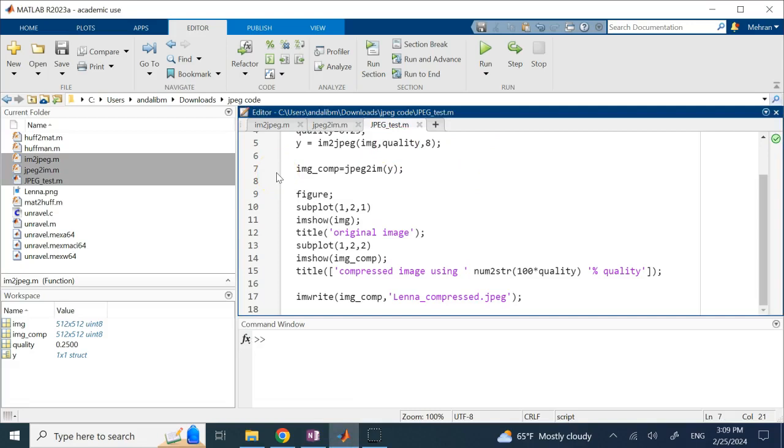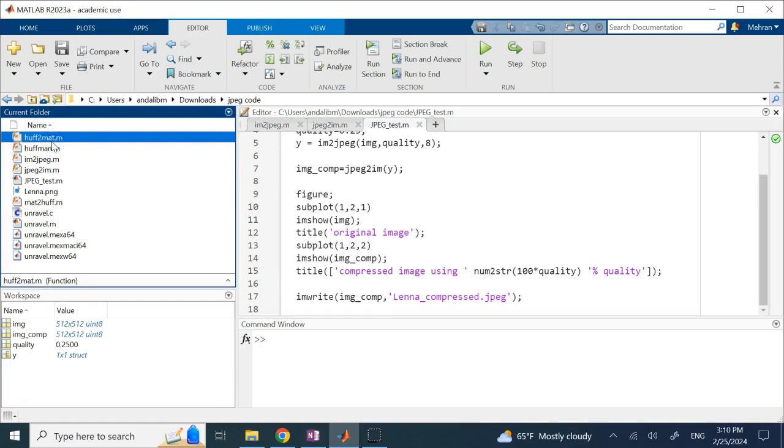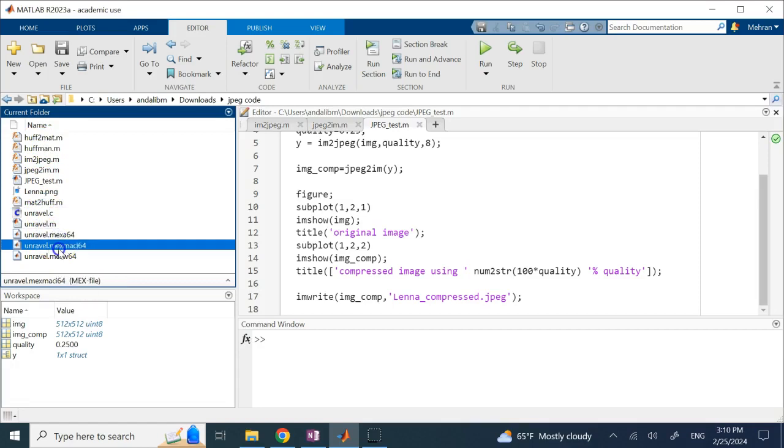So here I'm going to upload a zipped folder for you and give you the download link, because this JPEG encoding and decoding needs a bunch of utility files. One is Huff2Mat, one is Huffman, and the other one is Mat2Huff, and the other one is Unravel, which is written in C, and then using MEX, it is incorporated into MATLAB.